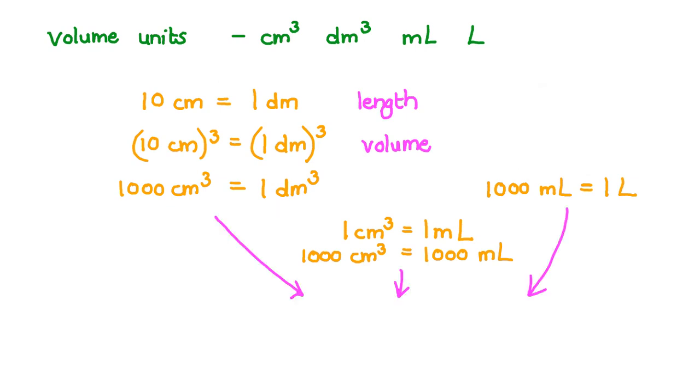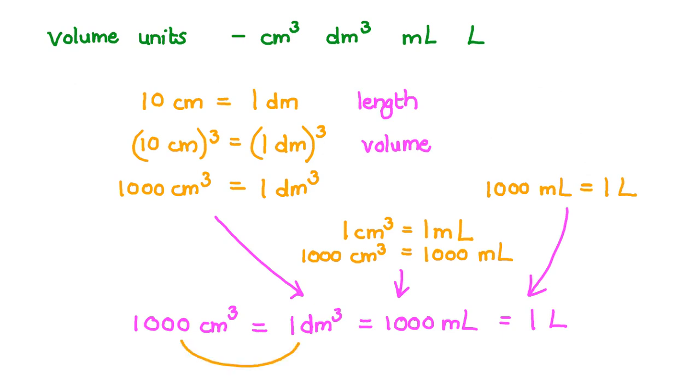Summarizing all this into one statement, we get 1,000 centimeters cubed is the same as a decimeter cubed, which is the same as 1,000 milliliters, which is the same as 1 liter. Knowing and understanding this conversion factor will help you greatly in your chemistry calculations. You can convert between any of these units. You can relate these two, or these two, or these two, and so on.